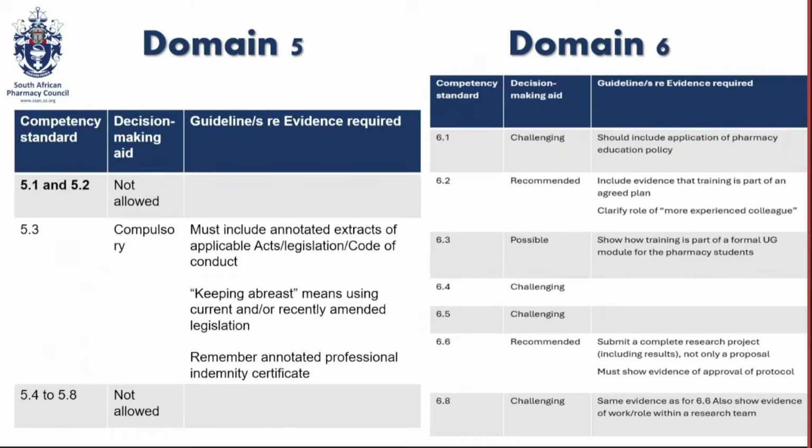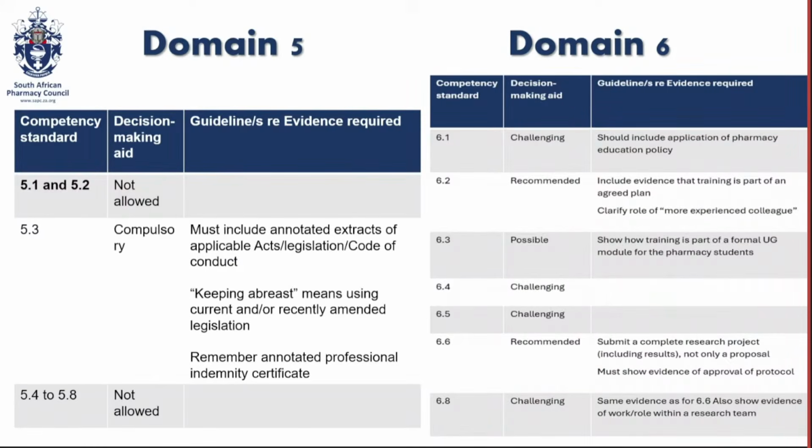And then that's the final two domains. And just to reiterate, an intern is allowed to choose a competency standard from each domain, but domain 5.3 is compulsory. So they can't choose 5.1 and 5.2 or 5.4 to 5.8. Domain 5 is the only domain where 5.3, which deals with legal and ethical practice, is compulsory, and every single intern will have to attempt outcome 5.3.